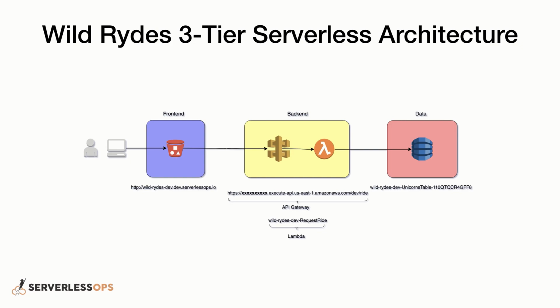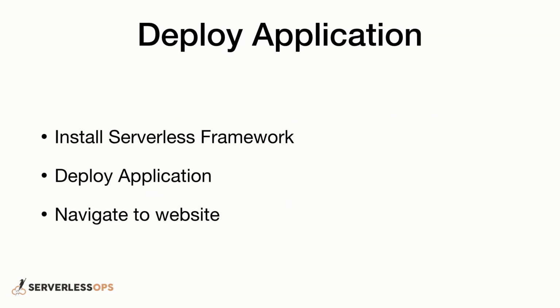By the way, the application does have some extra resources, such as functions to manage configuration and an S3 bucket for storing application configuration. You'll see them as we deploy the app, but we're going to ignore them until later lessons. To deploy the application, we will install Serverless Framework, deploy the application, and navigate to the website.